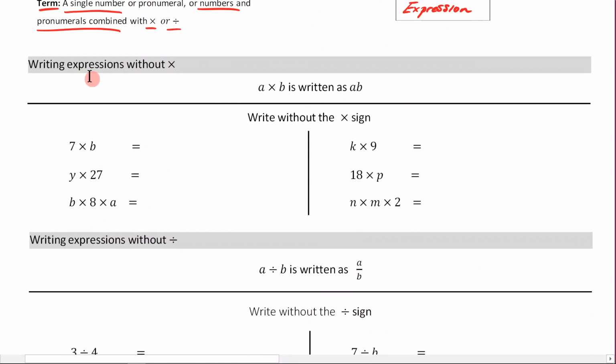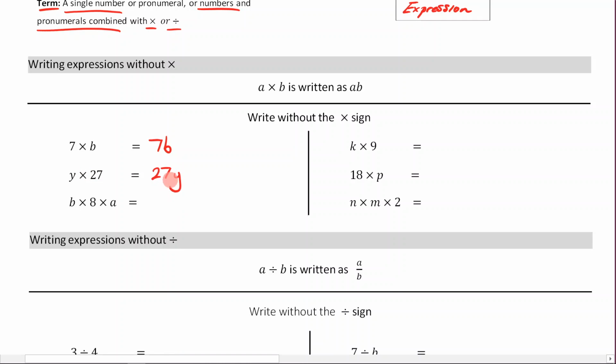Before we go on, I just really want to touch upon this, which you probably remember from last year, and that is, in algebra, we always write expressions without multiplication signs. So A times B is written as just AB. We don't put the multiplication sign in, we just treat that multiplication sign as invisible. So what we're going to do now is write the following without the multiplication sign. So 7 times B would just be written as 7B. Y times 27, well, I'm just going to write it like this.